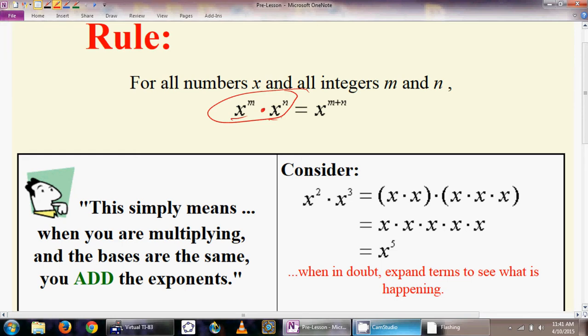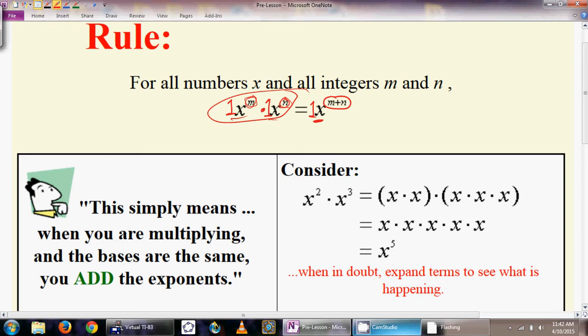So when you have like bases like x and x, but different or even the same exponent, it doesn't matter. When you multiply like bases, the rule is you add those exponents and keep the base. Technically what we're doing is multiplying the coefficients on these, so there's a hidden 1. 1 times 1 is still 1. Keep the base, and then it's the exponent plus the exponent, so m plus n.